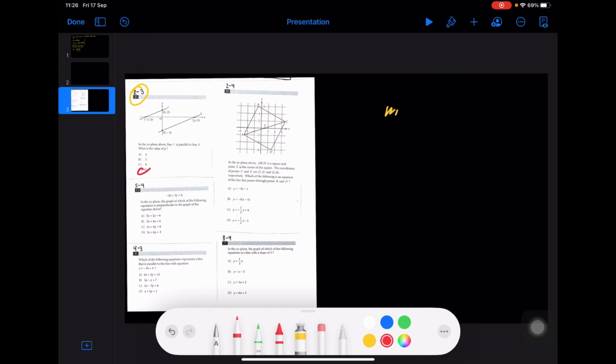And second one. Negative 2x plus 3y is 6. In the xy plane, the graph of which of the following equations is perpendicular to the graph of the equation above? Firstly, we need to write this one in standard form. I mean, y equals mx plus b, like this. That's why we should make y the subject. 6 plus 2x. And y equals 6 divided by 3 is 2, plus 2 out of 3x.